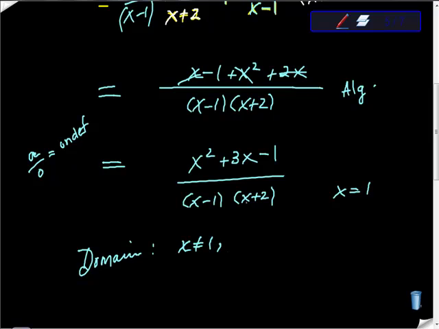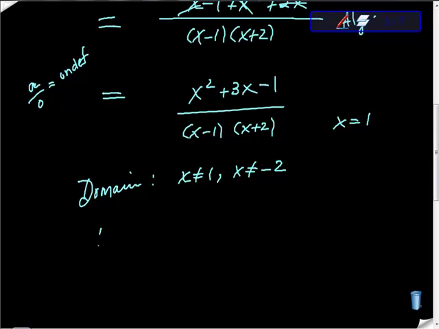And what if x was negative 2? We'd have negative 2 plus 2 is 0. 0 times any of this mess would give us that 0 at the bottom again. So x can also not equal negative 2. Some professors would rather you write it this way, and they'll write domain like this with a weird looking d, and they'll write x such that x does not equal 1, x does not equal negative 2.